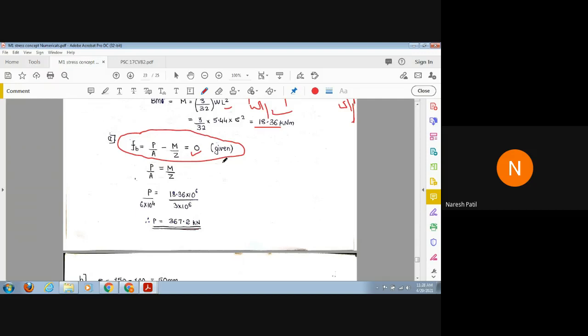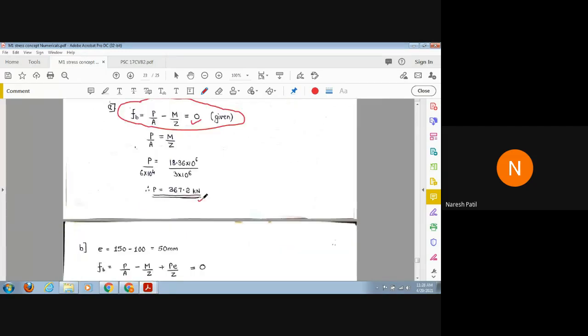It is fully loaded. You can calculate M separately, but to reduce time, you can calculate the total moment by adding total load, M by Z only directly. So P by A is equal to M by Z. So we get the pre-stressing force as 367.2 kilonewton. Okay, for concentric cable, there is no eccentricity. So we require 367.2 kilonewton of pre-stressing force to balance this much of bending moment.